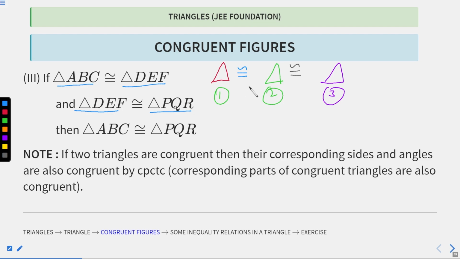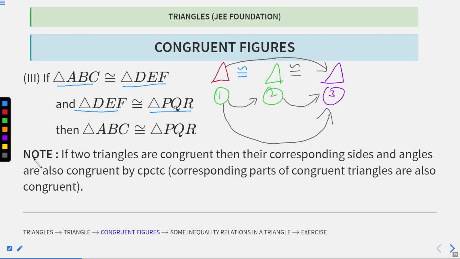We can take a single piece of information: 1 is congruent to 2 and 2 is congruent to 3. That means 1 is also congruent to 3, as you can see, because all of the triangles are congruent to each other. So I can also say that the red triangle is congruent to the purple triangle.